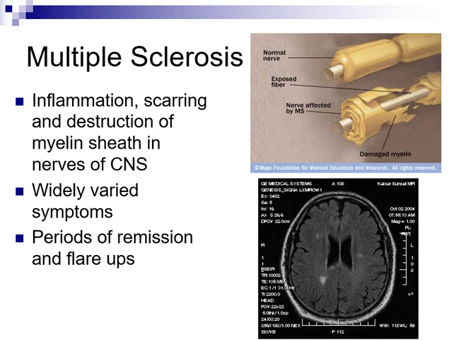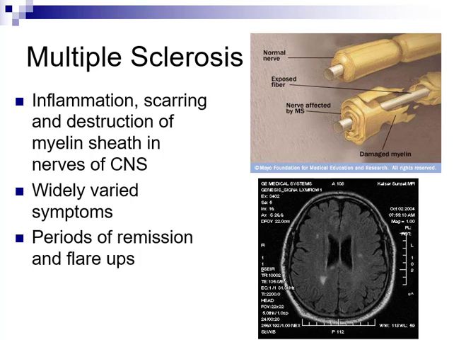Multiple sclerosis is inflammation, scarring, and a destruction of the myelin sheath in the nerves of the central nervous system. Myelinated nerves carry messages to the brain much faster, as the message is able to hop over the myelinated sections. This is called saltatory conduction.